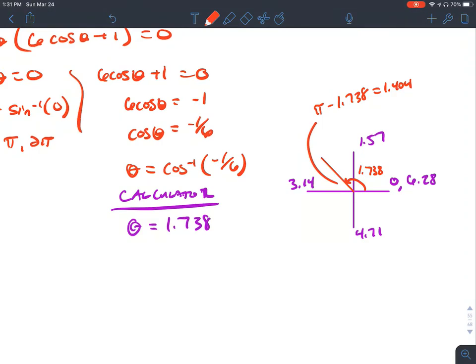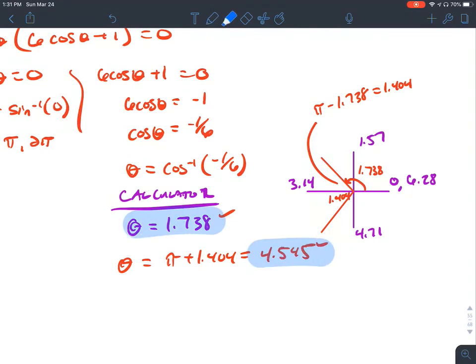Since cosine is negative, that's also happening here, 1.404. If you add that to pi, so we got one answer. The other answer is going to be pi plus 1.404, which is about 4.545. So these are the two answers for this. I prefer the ones that don't require a calculator, but sometimes you get angles that aren't special.